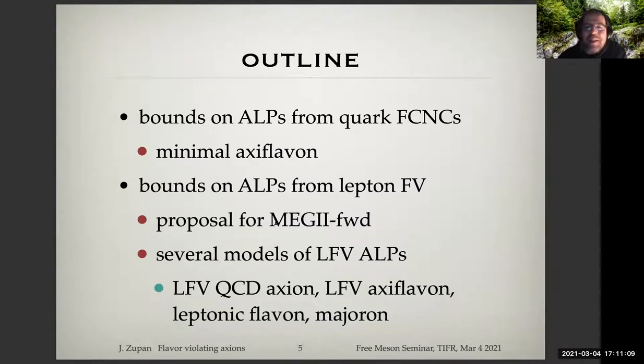Right. So I split it into two parts. The first one will look at the bounds from quarks, and then we'll switch on to the leptons. There will be a proposal for an upgrade to MEG II that I'll briefly cover. And then if time permits, I'll also talk about some models of this lepton flavor violating type.